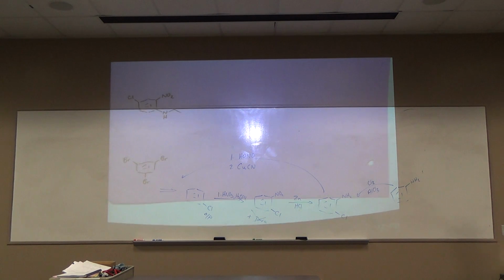All right, this is the very last one. How do you get all those bromines in meta relationships? Did you see that one? I mentioned it in my email. It actually uses an amino group.